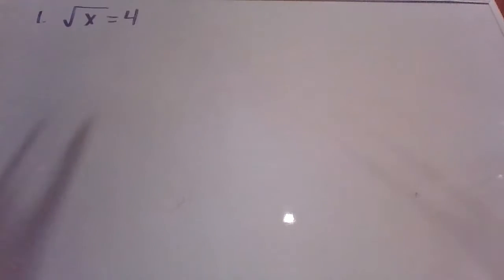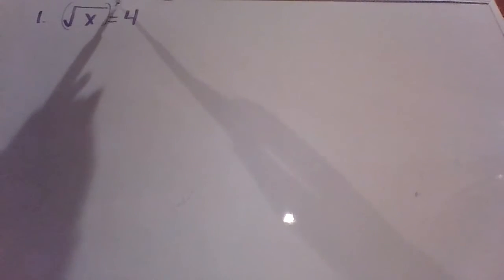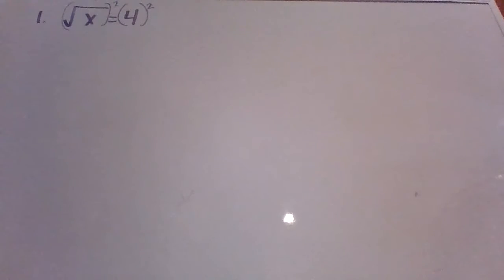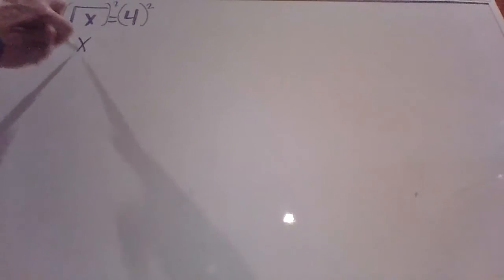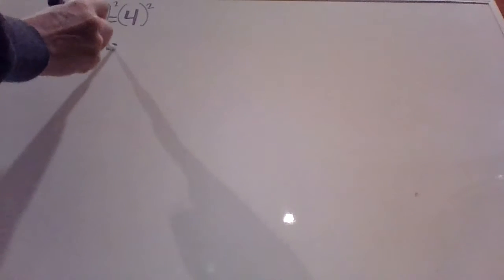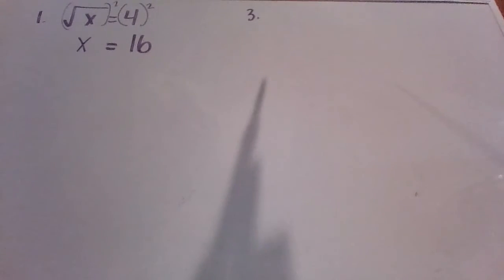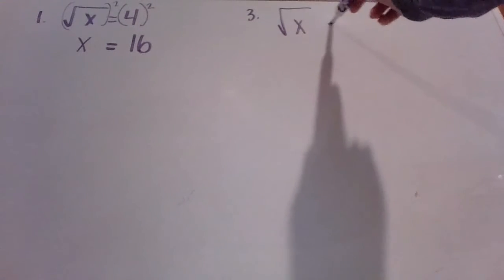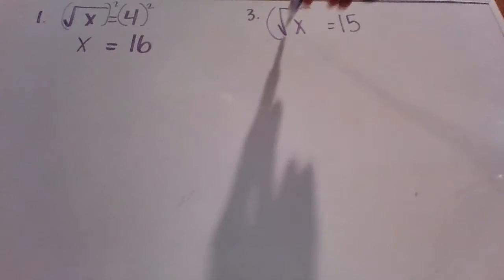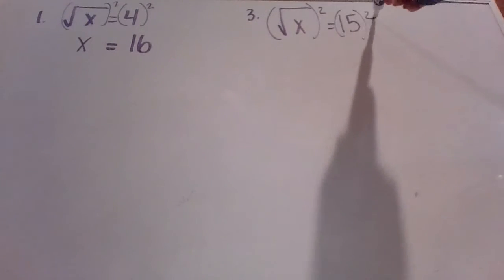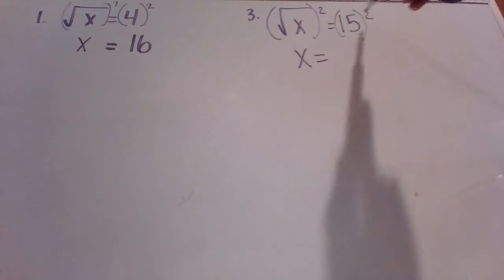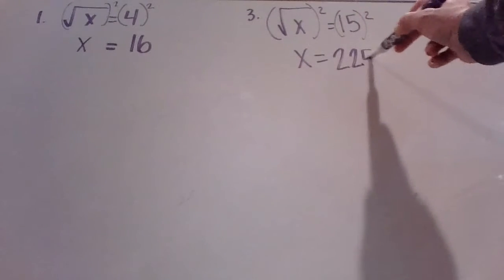So number 1, it's the square root of x equals 4. My first thing is to square both sides, because whatever you do to one side, you have to do to the other. So now I'm left with x equals 4 squared, which is 16. Number 3, the square root of x is equal to 15. I square both sides, and I get x is equal to 15 squared, which is 225.